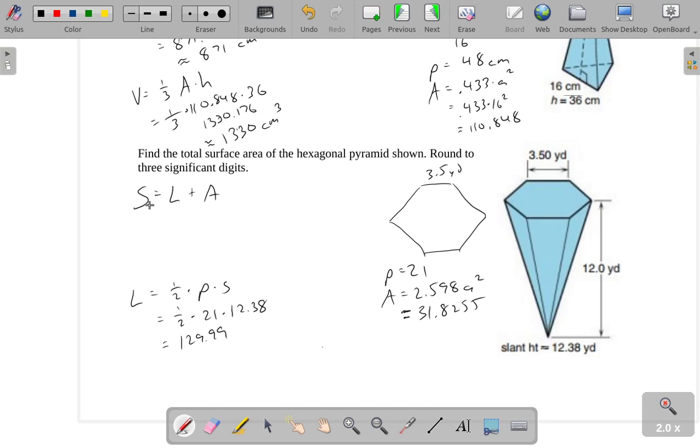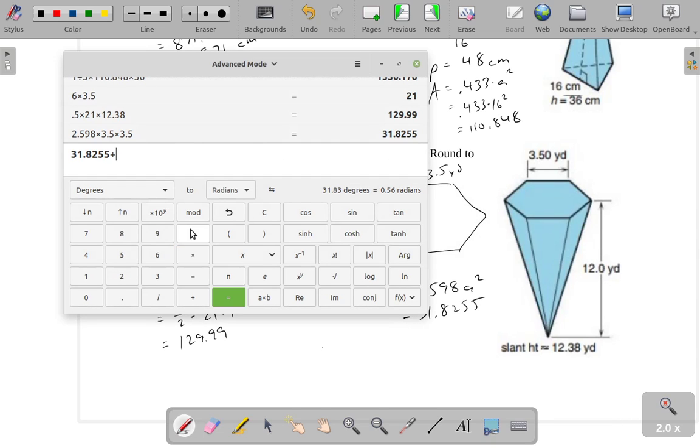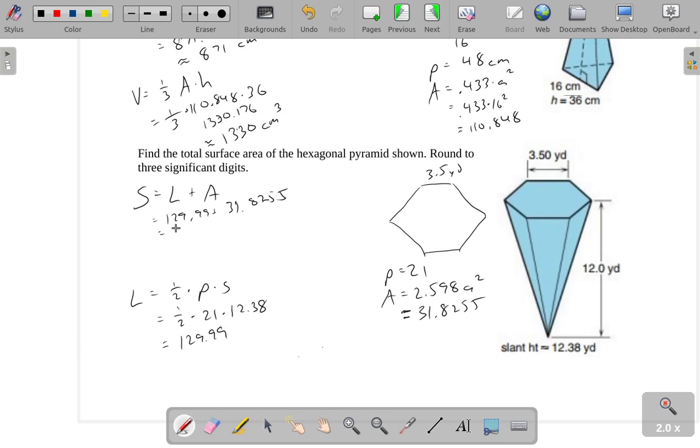31.8255. So that means my total surface area, now I can go back to the original formula, is going to be 129.99 plus 31.8255. So add these up. We end up getting 161.8155.